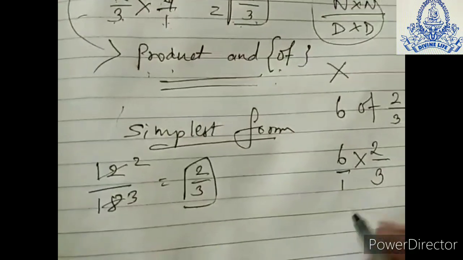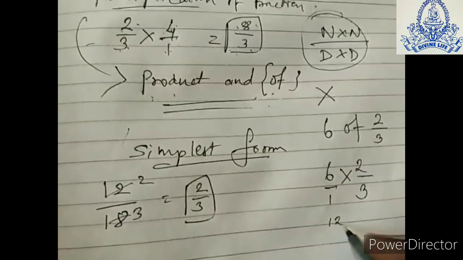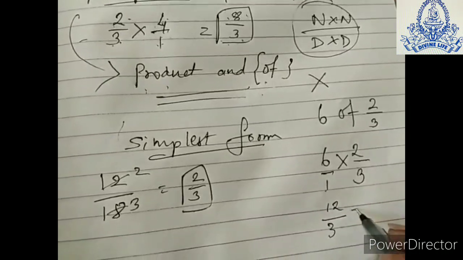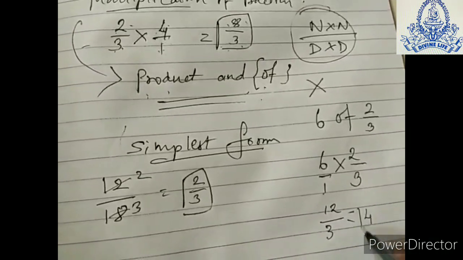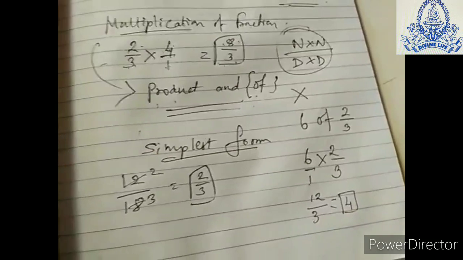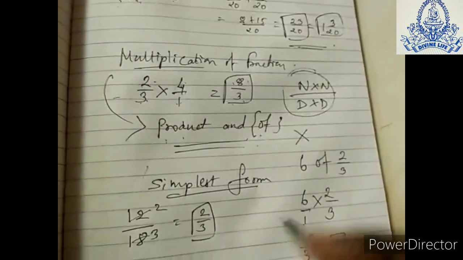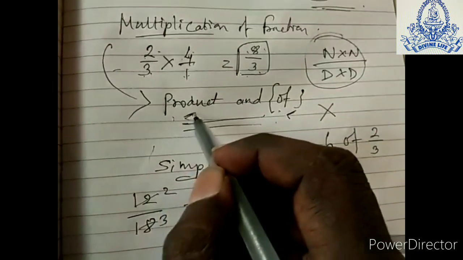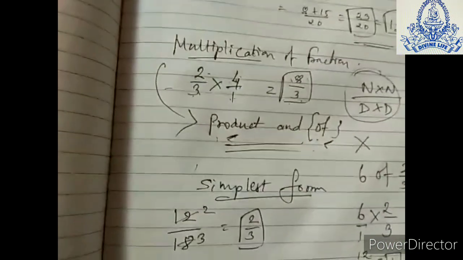6 over 1 we are taking. 6 2s are 12, 1 3 is 3. You can divide it and you can get 4. 3 4s are 12. So this way you can do it. So this 'of' also means multiply. Product is also a multiplication, remember that.